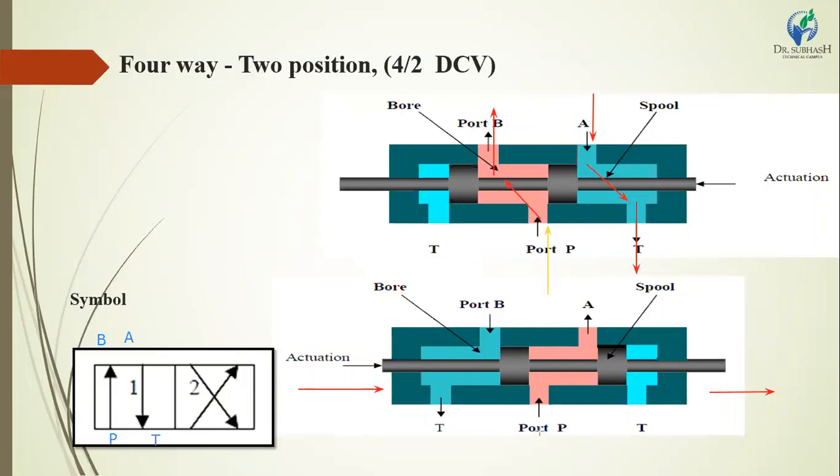At port P, the hydraulic oil from the hydraulic pump, in the first condition, passes from P to B. In the secondary condition, the oil passes from P to A. We have to mention that at port P, the oil passes from P to A, and in the secondary condition the return oil from port B passes to the tank. This is the working of the 4x2 direction control valve.